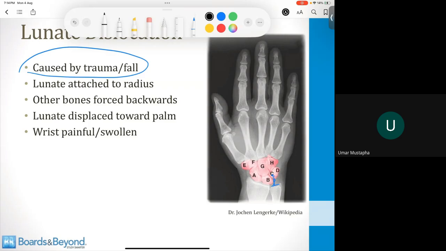Whenever an individual falls on an outstretched hand, what would happen? All of the bones are going to move backward, except your lunate bone, as it is sitting almost on the surface of your radius. So it's going to move forward. Does it make sense? Most of the bones move backward whenever someone falls on an outstretched hand, except the lunate, which is going to move forward, right? And as it moves forward in this way, it's going to compress the median nerve. That's really important, right? So it's going to compress the median nerve.